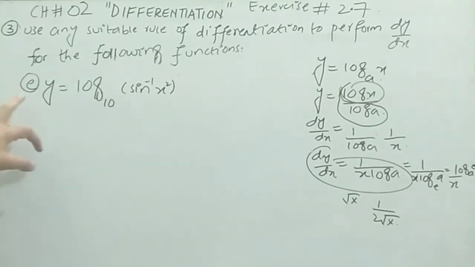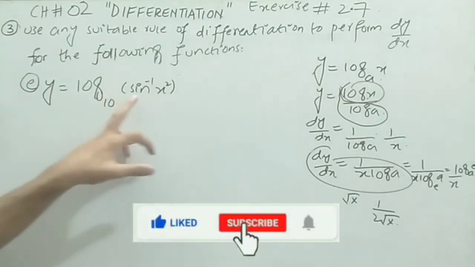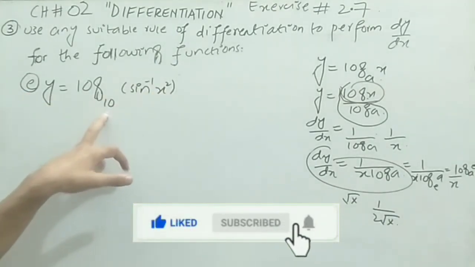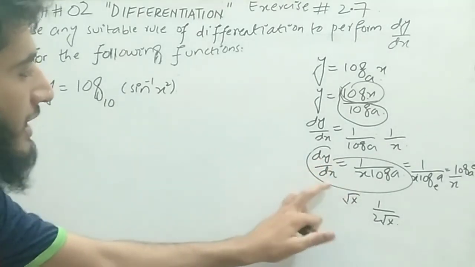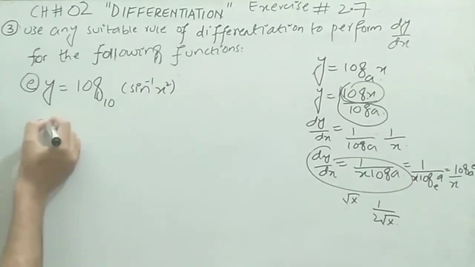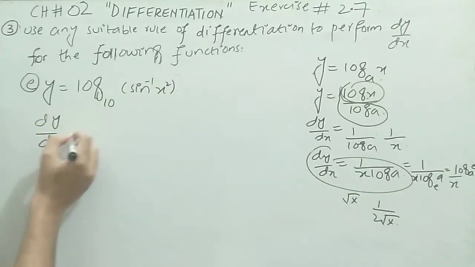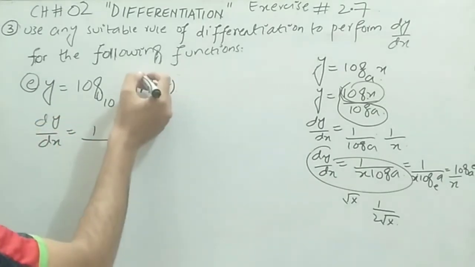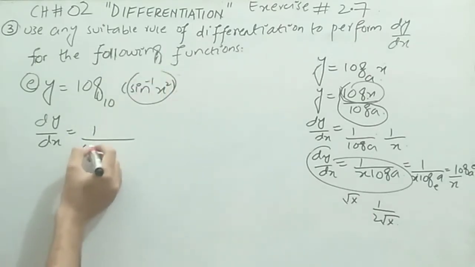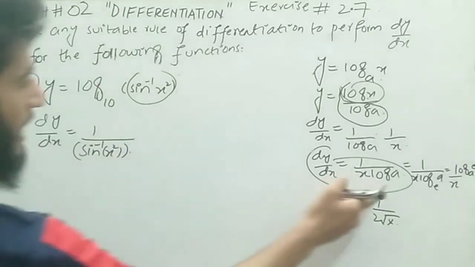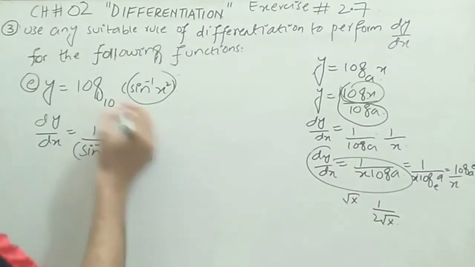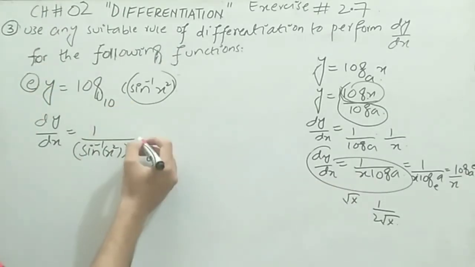Now move toward part number E. It tells that y is equal to log of sine inverse x square to the base 10. Find the derivative of this function. So now again we will use this formula, dy by dx is equal to 1 over x log of a. So our dy by dx will be equal to 1 over x. So over here the x is sine inverse x square. So sine inverse x square multiplied by log of a. Our log of a is actually 10 over here and the base is e.